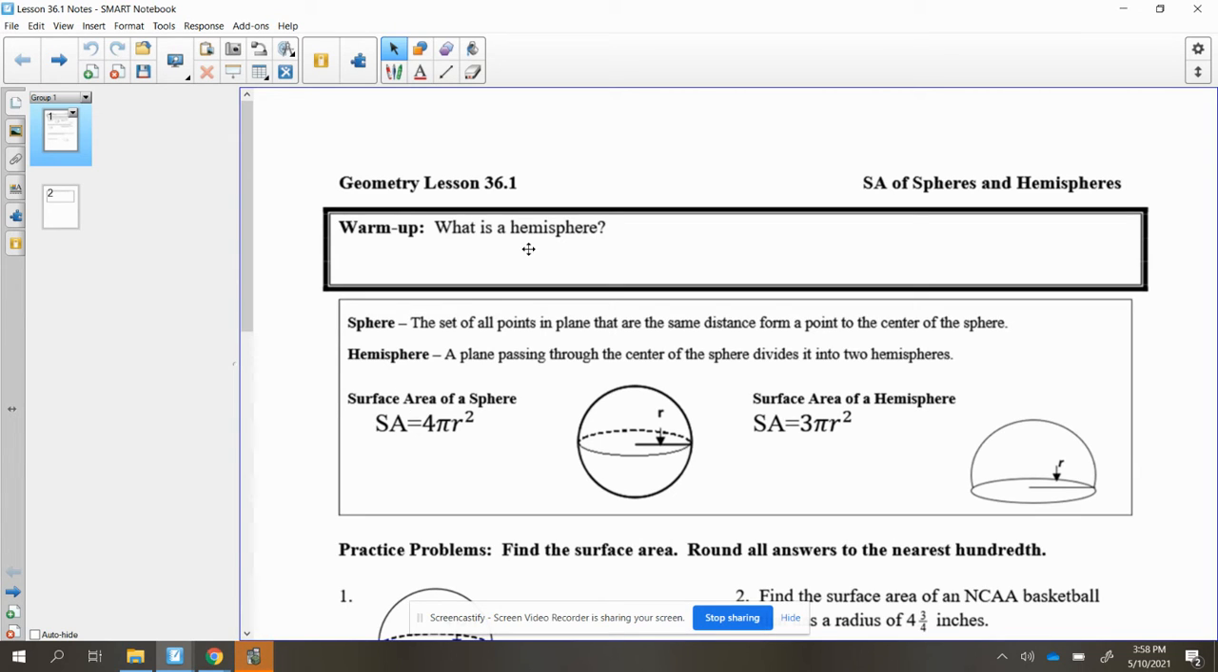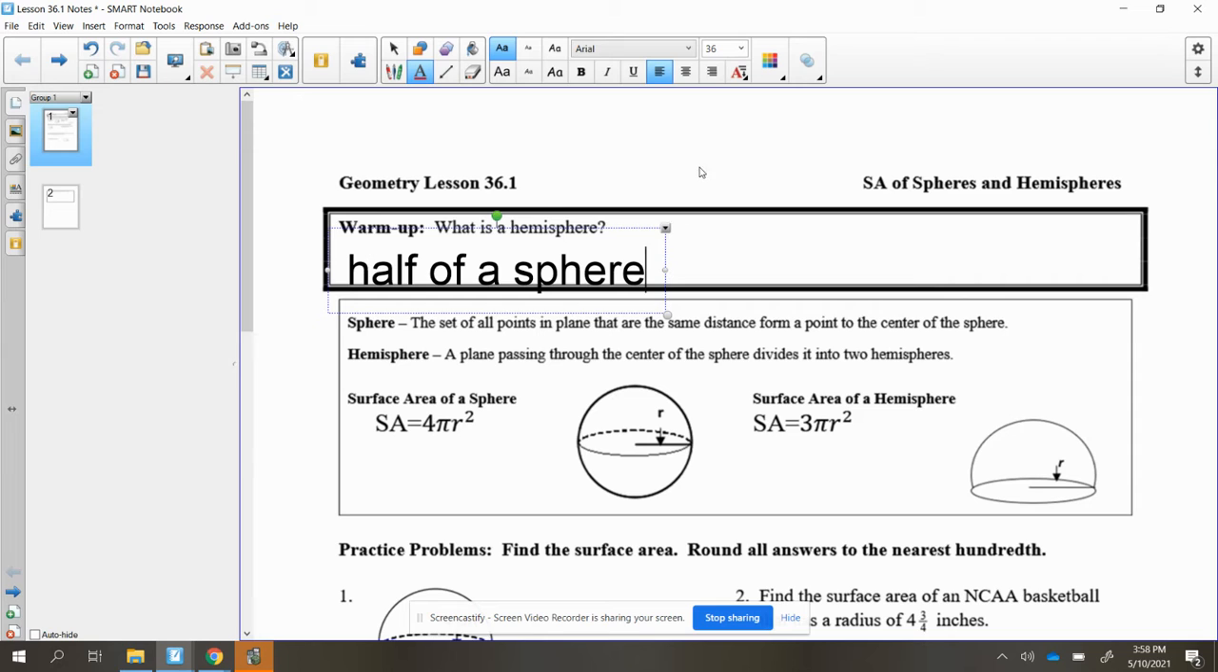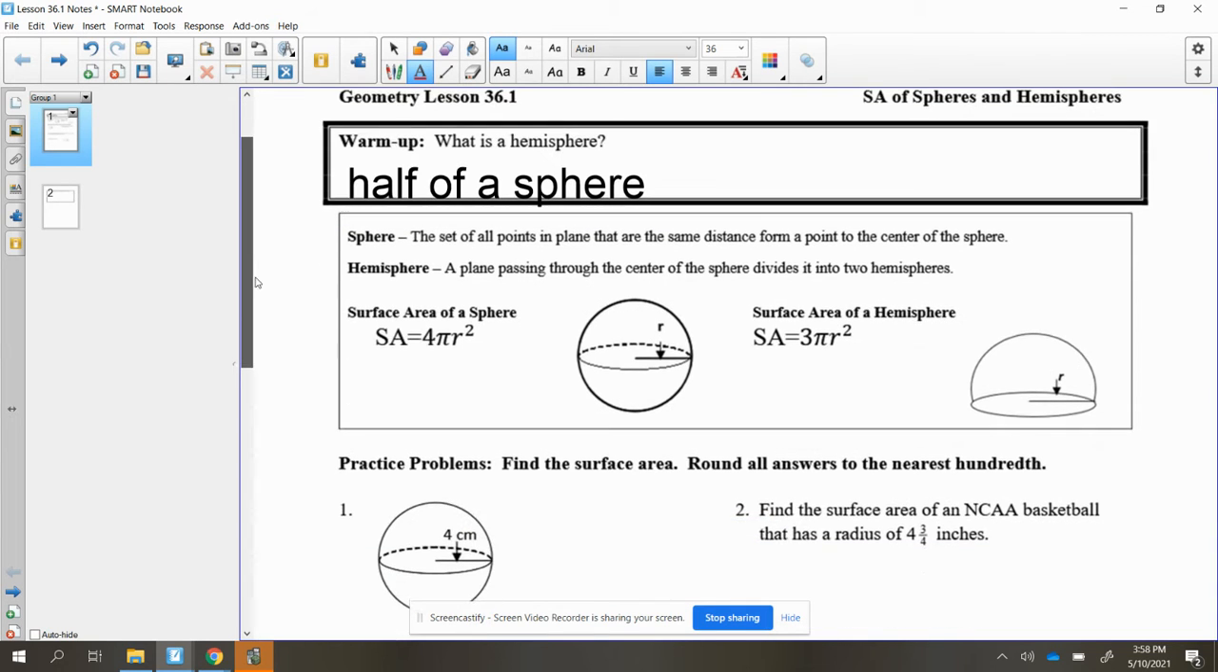To start today, in your own words, what is a hemisphere? Well, a hemisphere is better known as half of a sphere. And our hemispheres are going to have a total surface area that is slightly less than the total surface area of our spheres. For a sphere, it's actually 4 times the area, so 4 pi r squared. Total surface area for a hemisphere is half of that, but plus 1 base. And we'll talk more about that later.